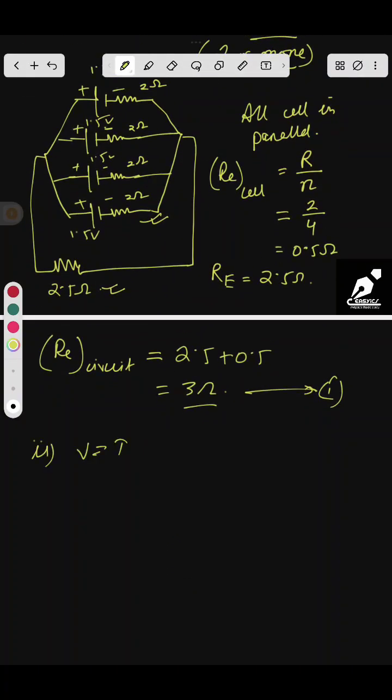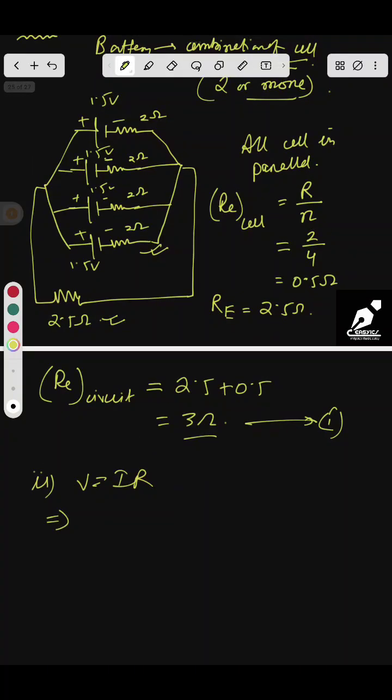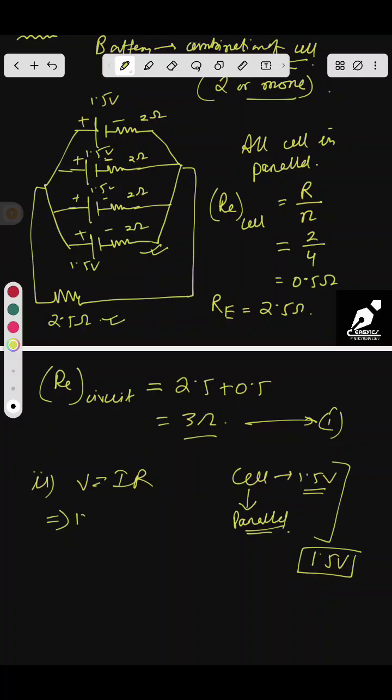We'll be applying V is equal to IR. What is V? Individual cells have a potential of 1.5 volt. All cells are in parallel, and hence if the individual potential of all cells is 1.5 volt and all the cells are in parallel, the parallel potential remains the same. So the battery has a potential of 1.5 volt only.